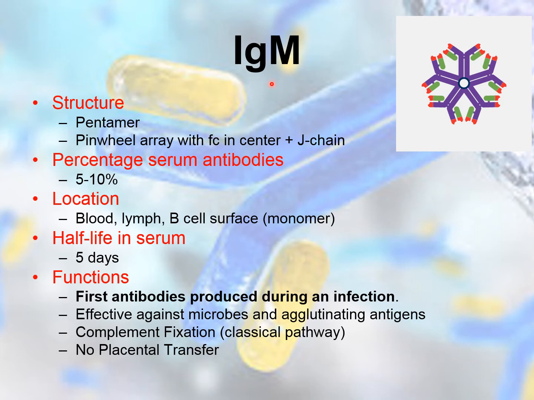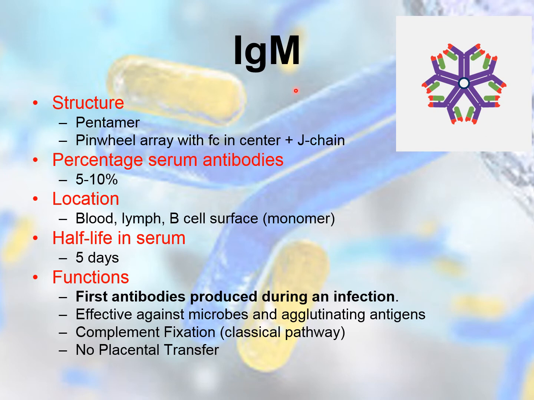IgM are generally present in the form of a pentamer, that is, they are composed of 5 monomers of IgM which form an arrangement called a pinwheel array, in which the Fc region is in the center and the Fab region is towards the periphery. The individual Fc region of each of the monomers is joined together by means of a chain called J chain. So this whole pentamer structure has 10 antigen binding sites or paratopes. That's why this IgM has a valency of 10.